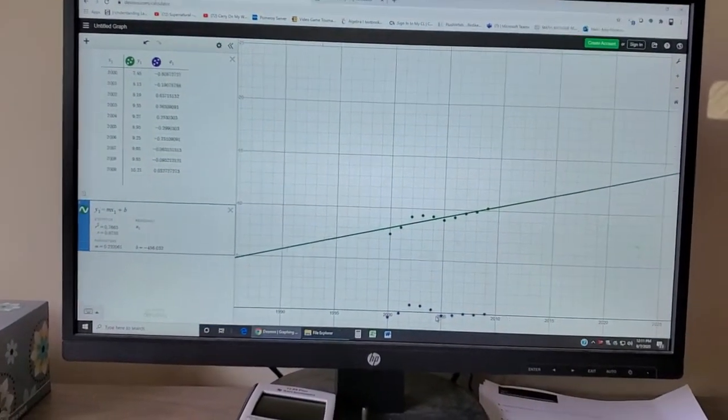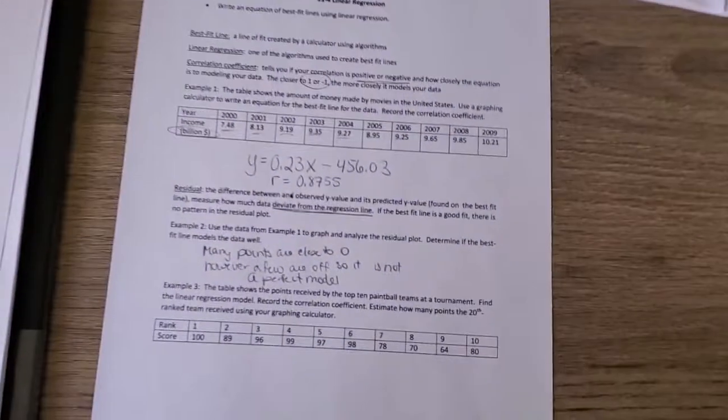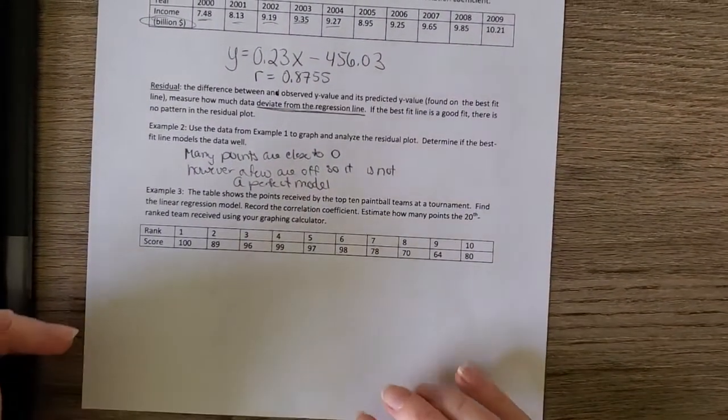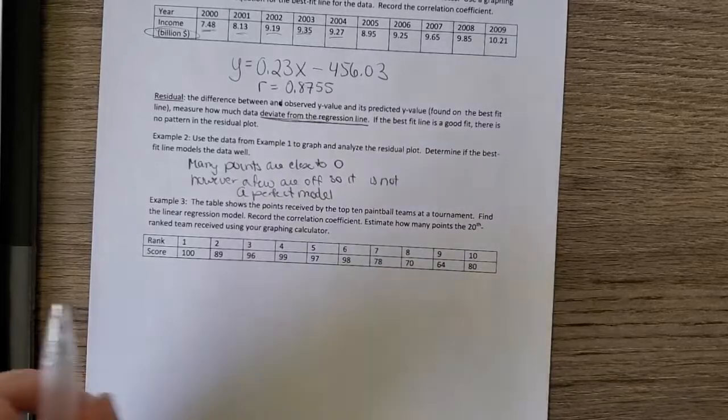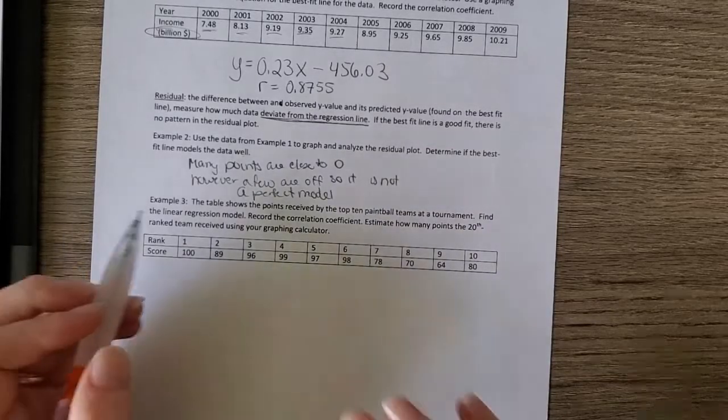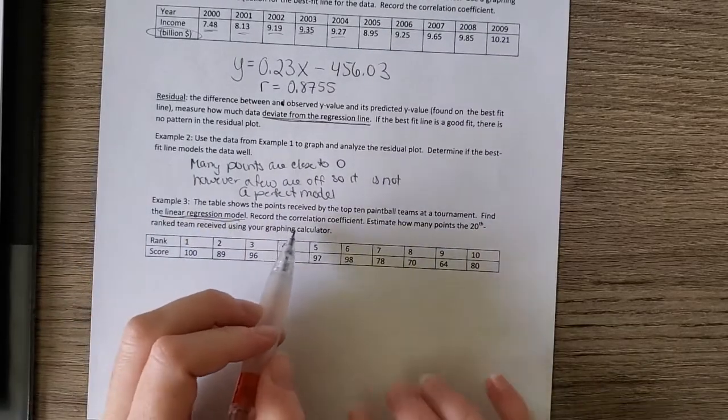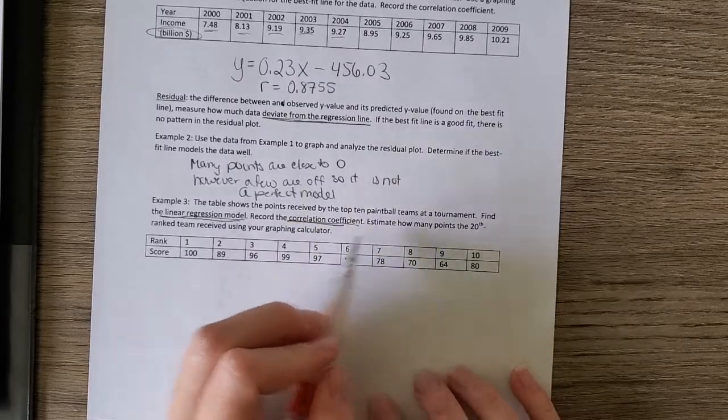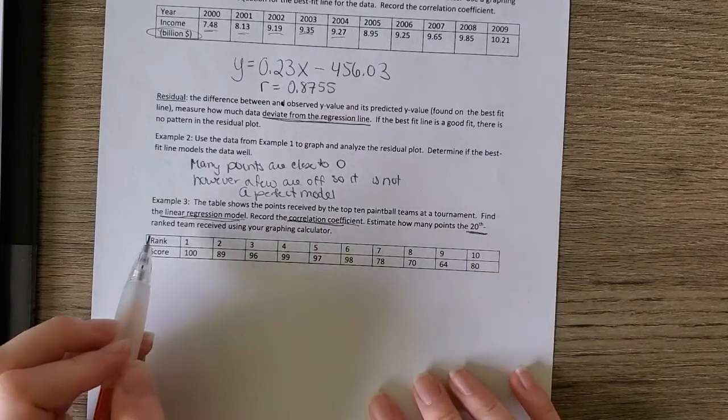So now we're going to look at example 3. Example 3 says a table shows the points received by the top 10 paintball teams at a tournament. Find the linear regression model. Record the correlation coefficient and estimate how many points the 20th ranked team received.